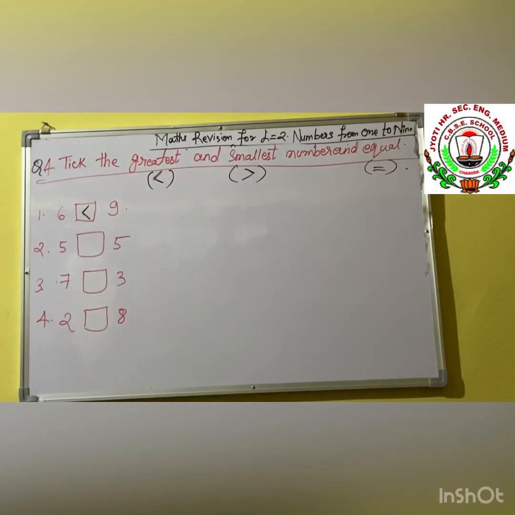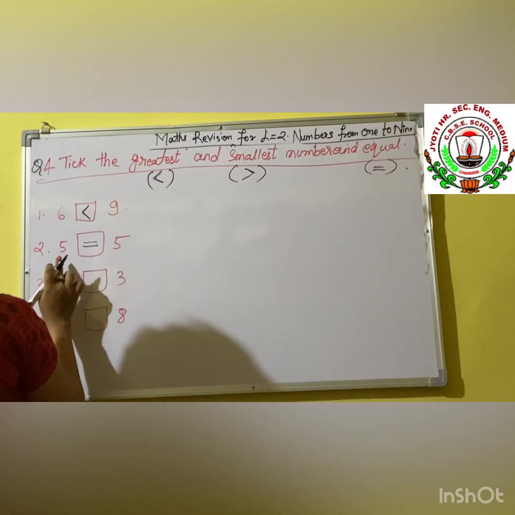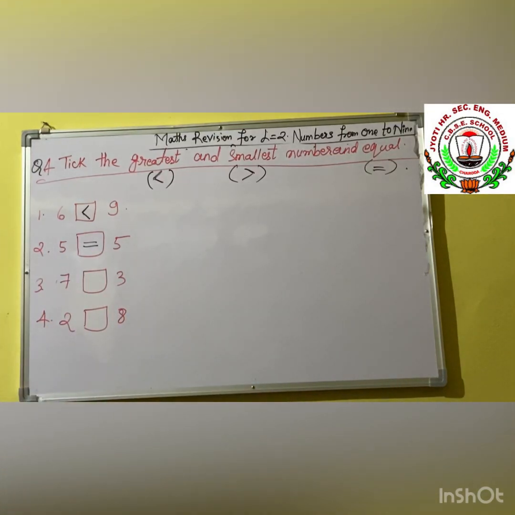Now 5 dash 5. Is 5 greater than 5, or are both numbers the same? So here both numbers are same. So we have to put a sign of equal, because both numbers are equal. Not bigger than 5, not smaller than 5. Both 5 is equal.